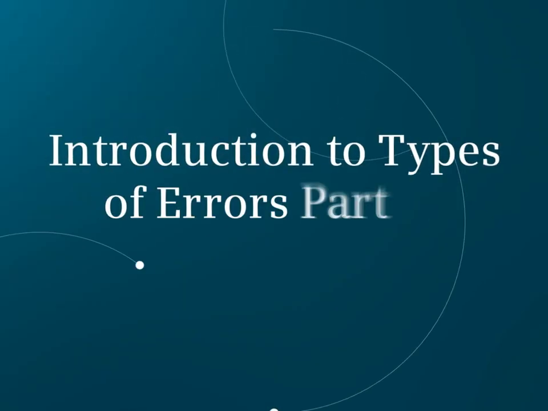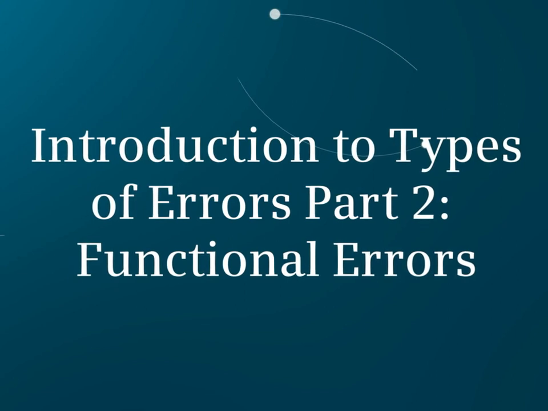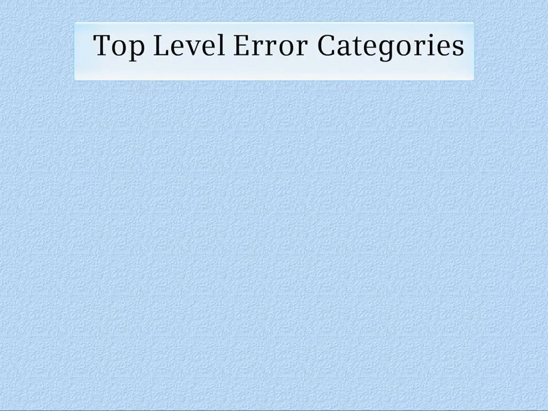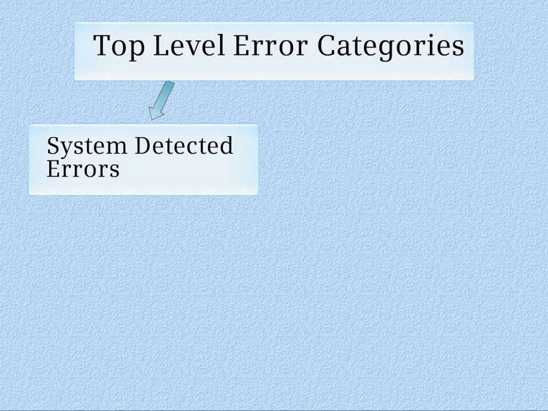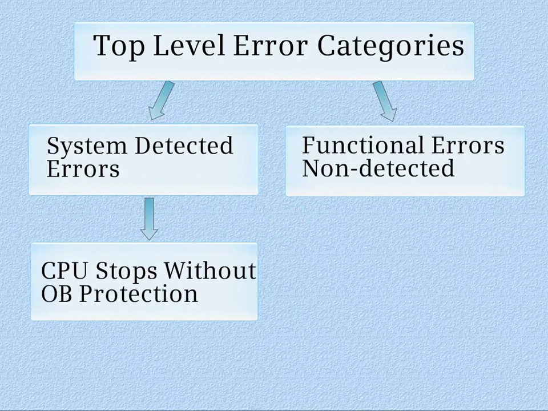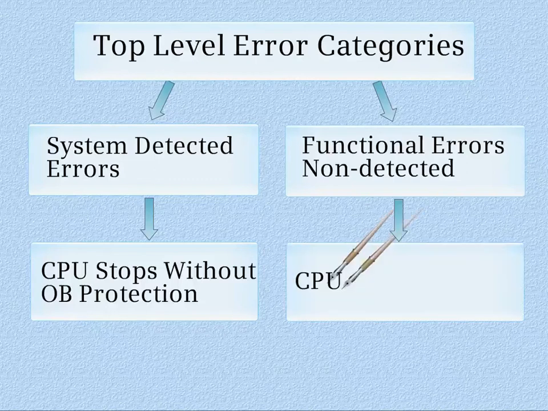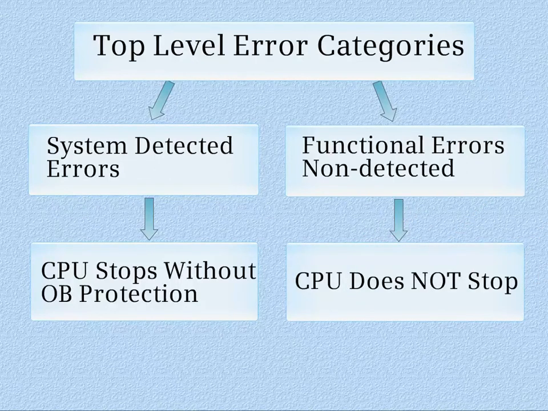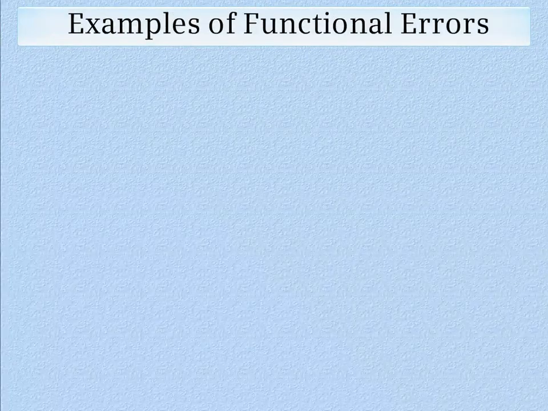In this video, we will review the functional or non-system detected error category and some of the tools used for troubleshooting them. At the top level, there are basically two categories for errors. Those that the system can detect, sometimes called stop errors, and those that the system cannot detect, called functional errors. System detected errors will usually cause the CPU to go to the stop mode if there's no organization block protection. With functional errors, something doesn't work right, but the system cannot detect what it is, and the CPU does not stop.